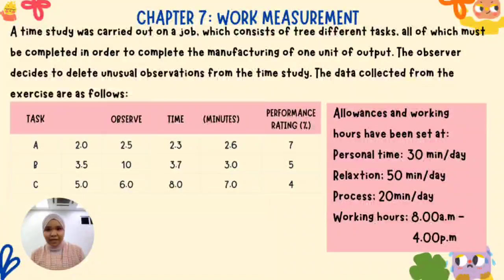For Chapter 7, we'll look at work measurement. A time study was done on a job with three tasks: Task A, Task B, and Task C. All three tasks must be completed to finish 1 unit of output. Some unusual observations were removed from the data. We are also given an allowance of 30 minutes for personal time, 50 minutes for relaxation, and 20 minutes for the process, with working hours from 8 a.m. to 4 p.m.